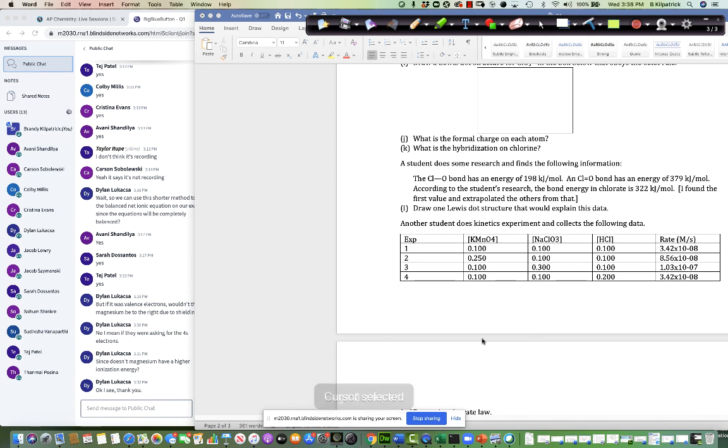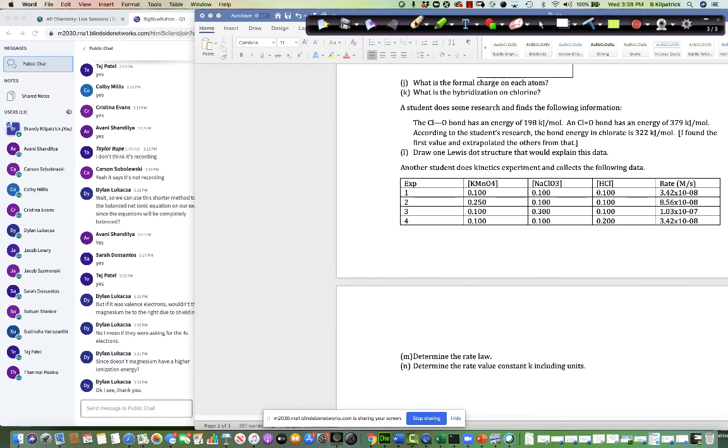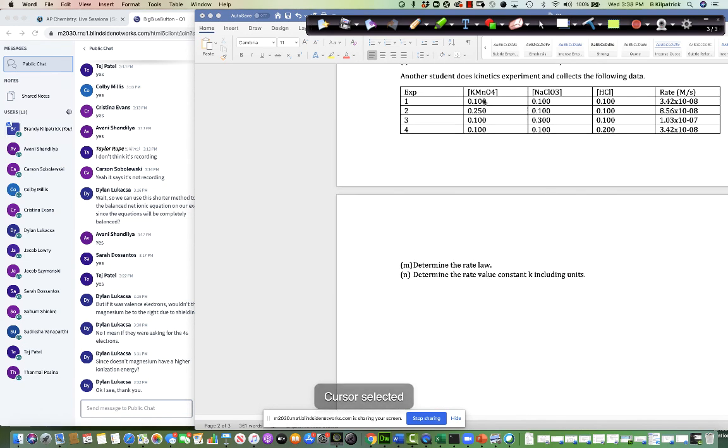Okay, another student does a kinetics experiment and collects the data. Determine the rate law. Okay, so what you do, you're just going to compare. I think almost every single person got this right, so that's good. What you're going to do, you're going to compare. So we want to find two experiments where two things stay the same, one thing changes. So let's look at experiments 1 and 3. So 1 and 3, only the chlorate changes. So we're looking at that one.